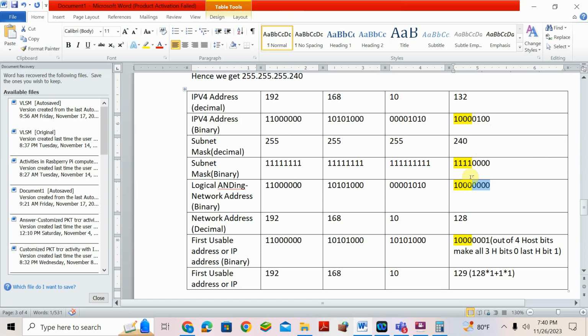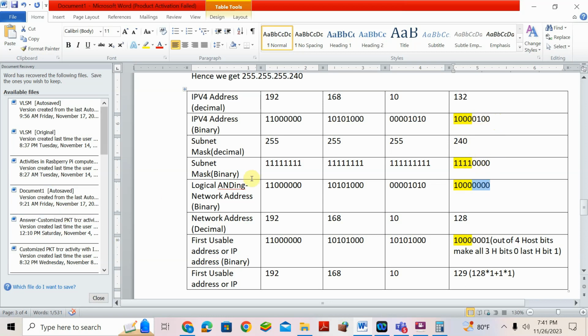Okay, again, AND means both are one means output one. Any one input is zero means output zero. So here one and one is one, one and zero is zero, one and zero is zero, one and zero is zero. All zero means this will be all zero.